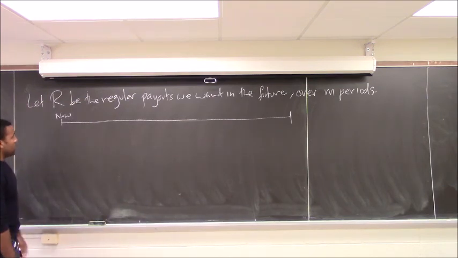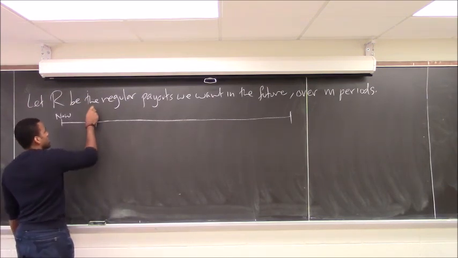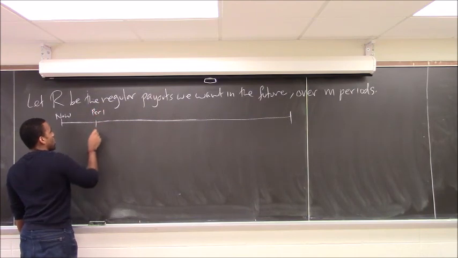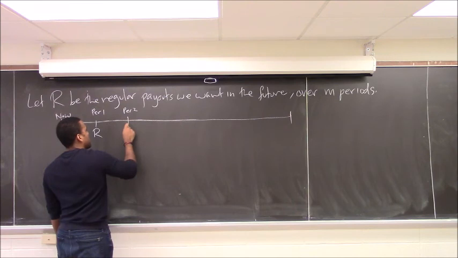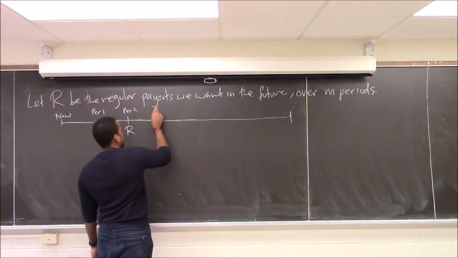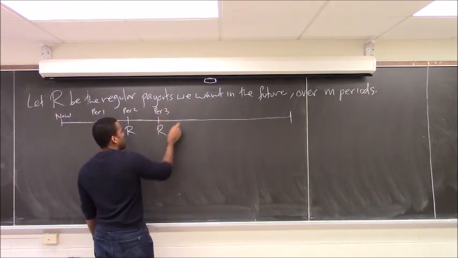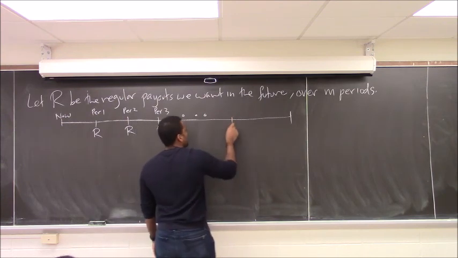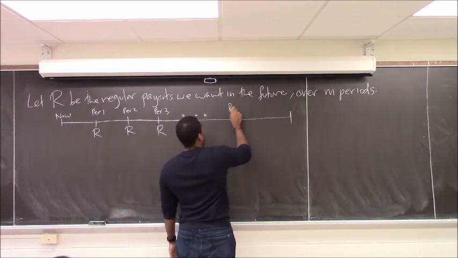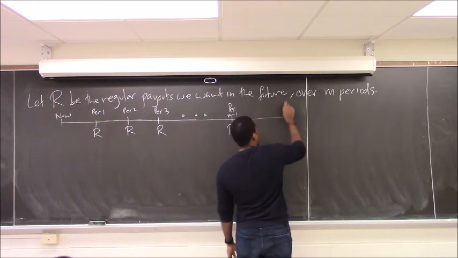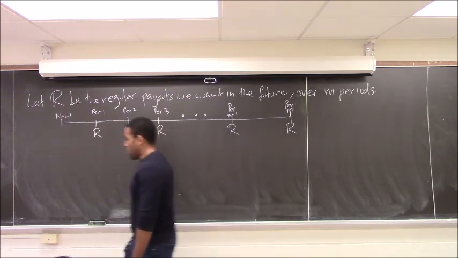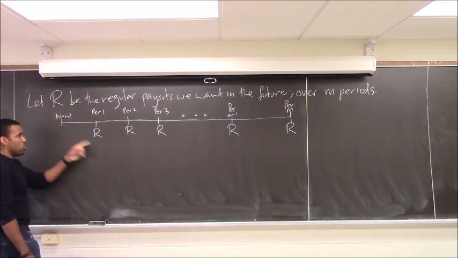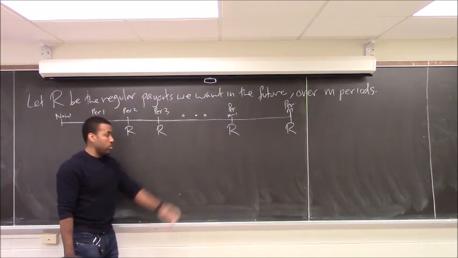Okay? So here's period 1, where I would get R dollars at that period. Here's period 2, where I would get another R dollars here. Period 3, where I would get another R dollars, dot, dot, dot. Period m minus 1, where I would get R dollars, and here's period m, where I would get R dollars. The goal is, what do I deposit now so that I can withdraw R dollars multiple times in the future?